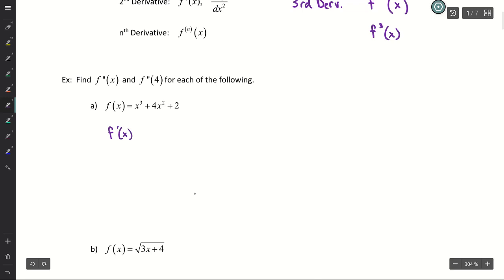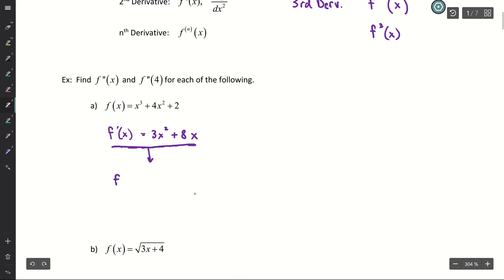So f prime of x in this particular function, we're just using a power rule. That would become 3x squared plus 8x, and then the derivative of 2 is just 0. So there's the first derivative. To take the second derivative means to take the derivative of the first derivative. So from there, we're treating this like a new function, and we're taking its derivative.